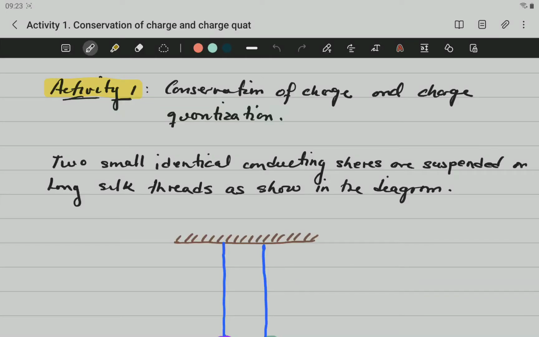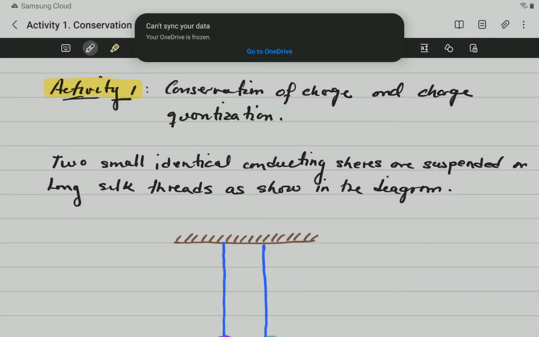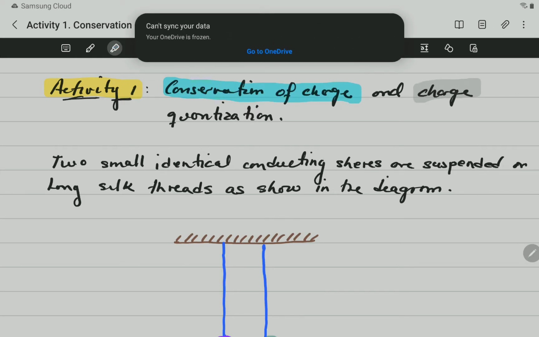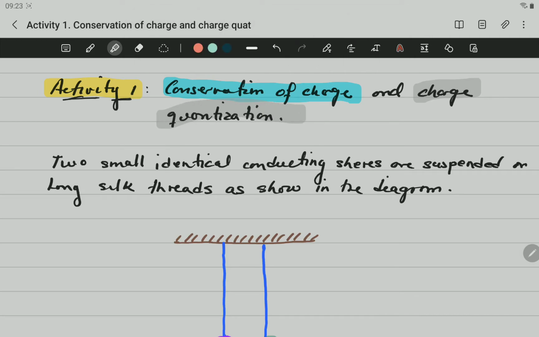Hello learners, Mr. G here, and we're going to be making a video that is an activity, a question related to conservation of charge and charge quantization mostly. In a previous video we did one on conservation of charge, and we did a video on charge quantization. So let's now relate the two concepts into a question.